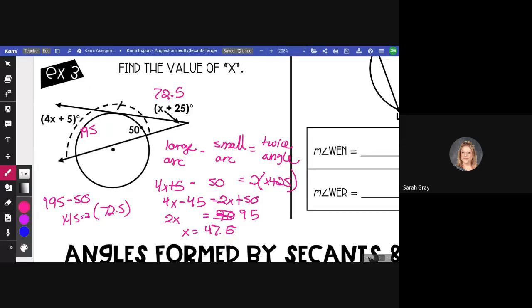95 divided by 2, unless I did that wrong. Okay, I just looked at it. Yeah, 2x equals 95. So the two arcs, if you subtracted them, 195 and the 50, you end up with 145 degrees, and that's twice as big as the angle of 72.5. Arcs are twice as big as the angle every single time.